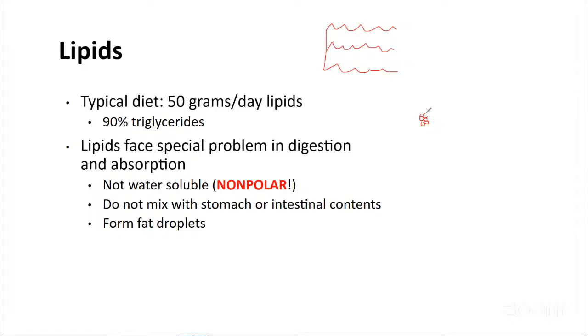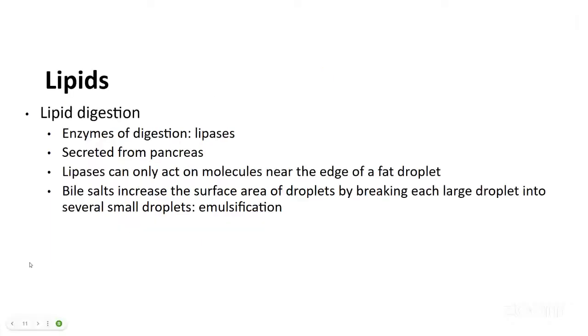right? Which means that if we're trying to break down a lipid or a triglyceride, we're not going to be able to get to those ones in the center because we're only going to be able to use our enzymes on stuff we can touch, right? So we can only get to the stuff on the outside of this fat droplet, all right? So this is the first problem that we're going to try to be solving as we're thinking about lipid digestion.